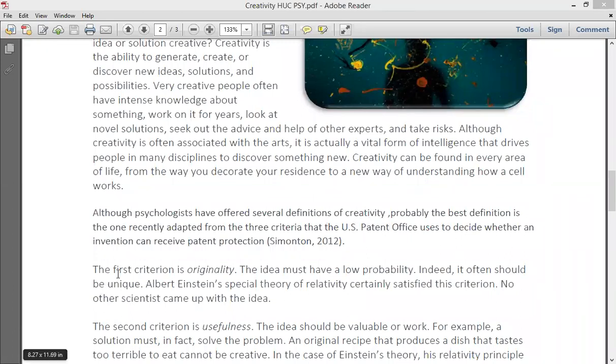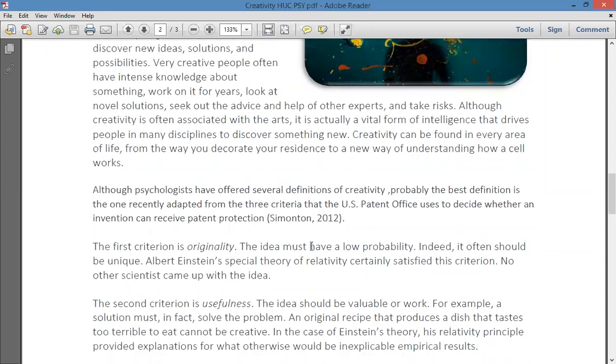Okay, so this criteria is being used by the US Patent Office to decide whether an invention can receive a patent or not. There are three criteria. The first criterion is originality. The idea must have a low probability. Indeed, it often should be unique. Albert Einstein's special theory of relativity certainly satisfied this criteria. No other scientist came up with the idea.